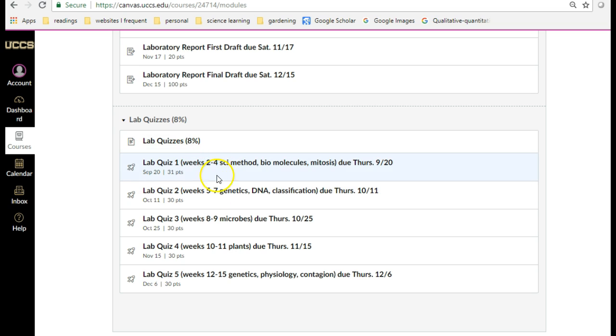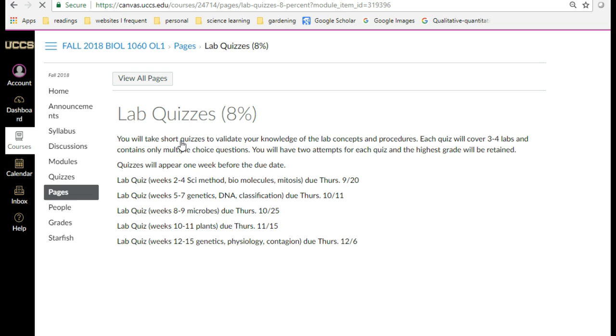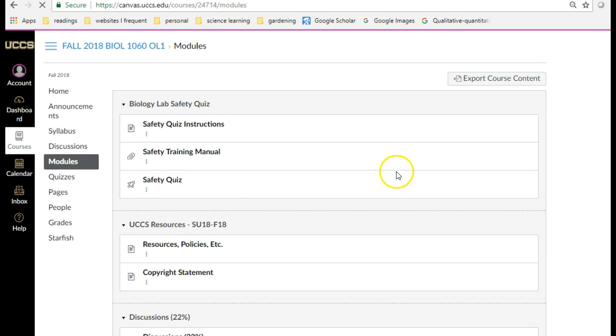Finally, there are lab quizzes. The lab quizzes occur towards the end of the little units for the labs, and you see that they cover several labs. These are very simple, very short labs. You'll have 2 attempts, and the highest grade will be retained. And the quiz will appear 1 week before the due date. Okay? So, that's that. I hope that doesn't look too scary.